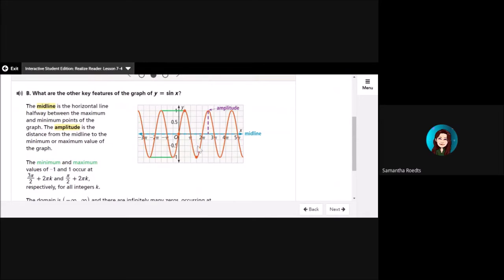My minimum point falls at 3/2 pi. So it's between pi and 2 pi, so 1.5 pi or 3/2 pi plus 2 pi k. So if I added 2 pi to that, I would get 7/2 pi. I would keep going, so on and so forth.